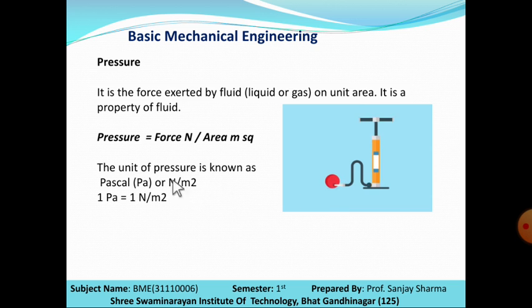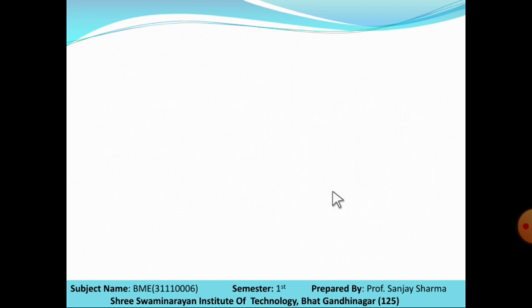The unit of pressure is known as Pascal or Newton per meter square. Friends, it's very important. You all have to remember this carefully. The unit of pressure is either Pascal or Newton per meter square. 1 Pascal is equal to 1 Newton per meter square.